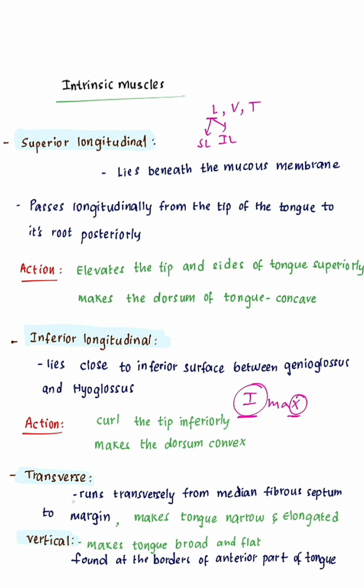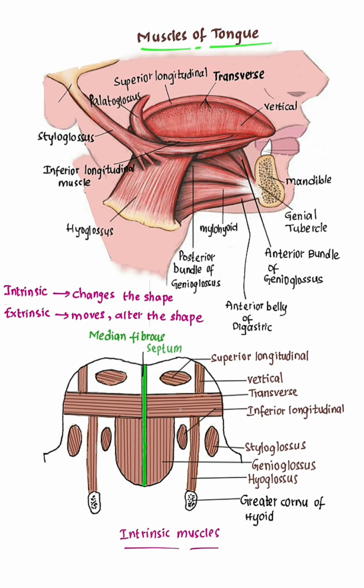Transverse muscle runs transversely from the median fibrous septum to the margins of the tongue. When the transverse muscle contracts, it makes the tongue narrow and elongated.